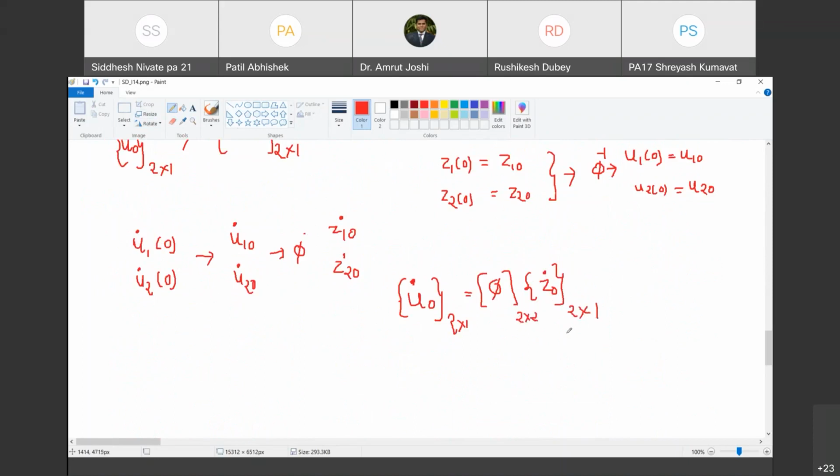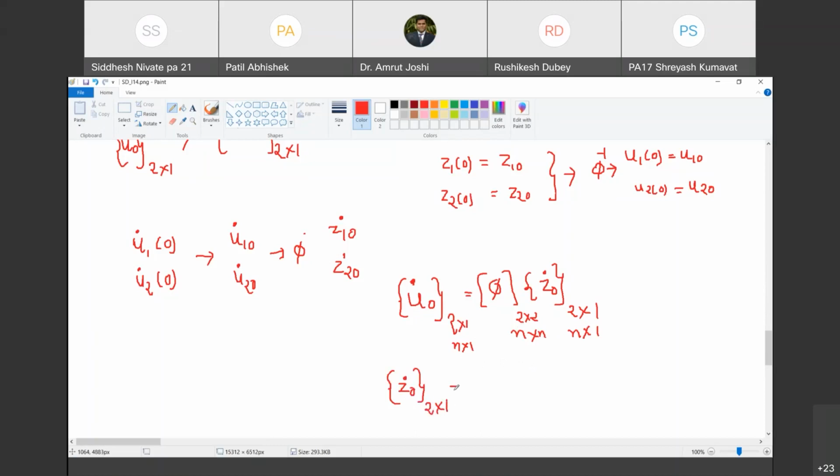However irritating it is, I am going to write down the sizes of the matrices. Are you with me? In general, this is going to be n cross 1, this is going to be n cross n, and this is going to be n cross 1. Happy? Okay. So how do I get Z0 dot, which is the required set of boundary conditions?